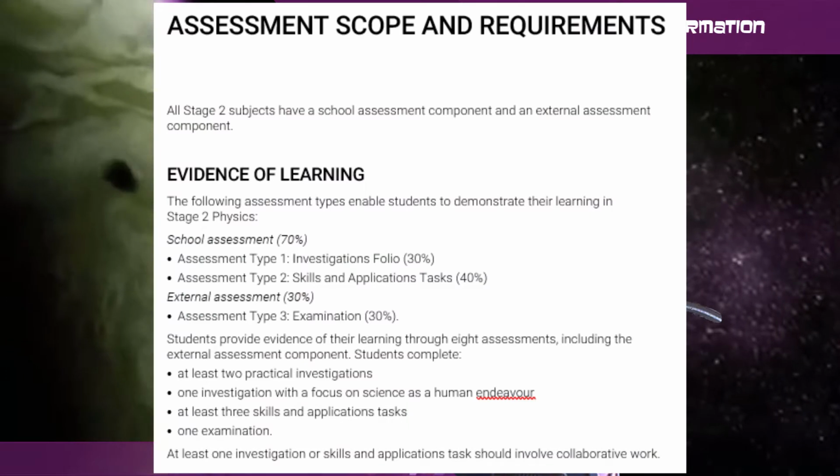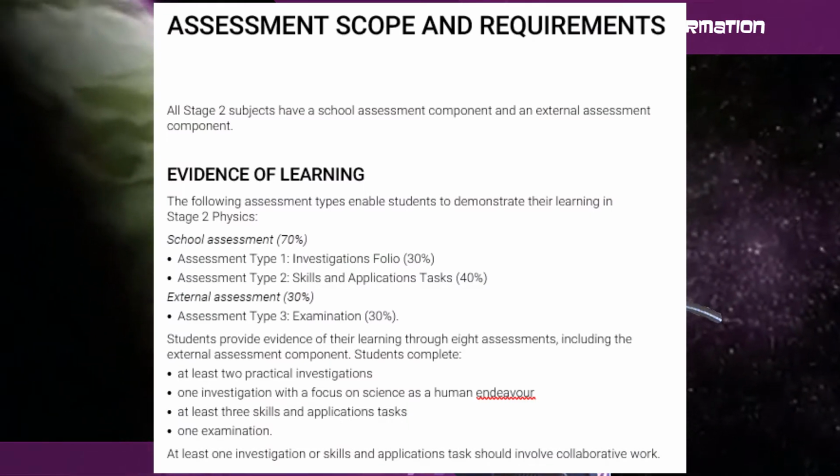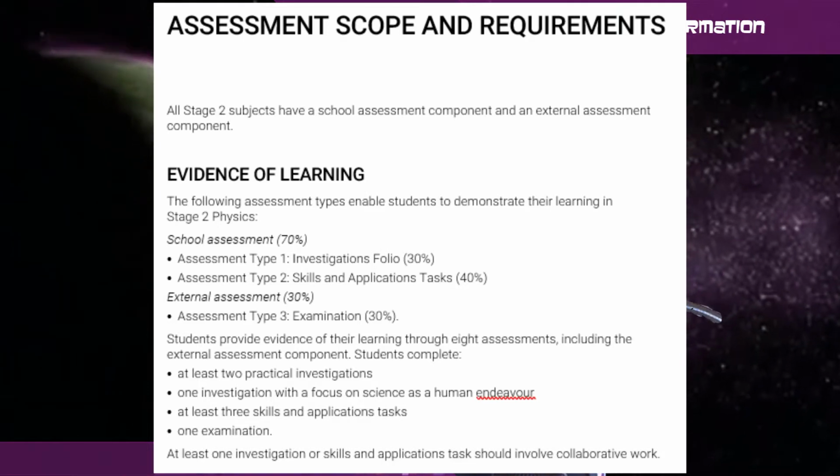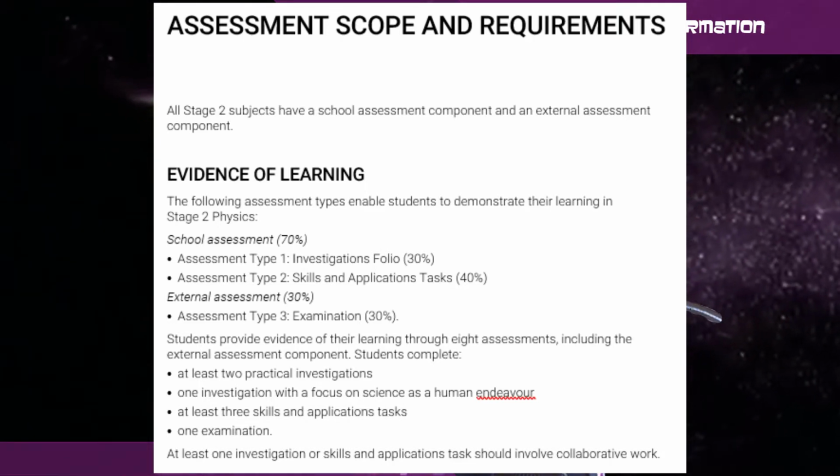Alright, the assessment requirements are also set out in the SACE outline. As you can see here, 70% of our grade is from the school assessment and 30% is the final exam at the end of the year, a 2-hour exam held at school. The 70% school assessment is divided into 7 assessment tasks.